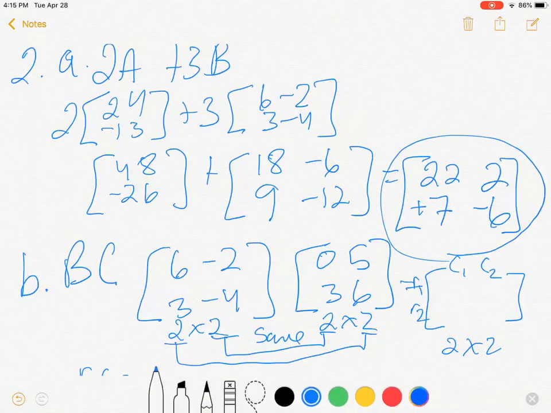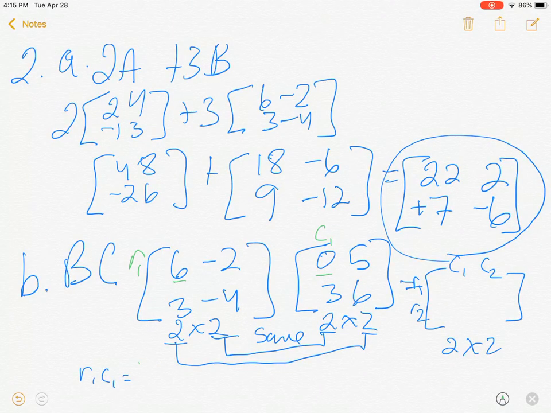To find row 1, column 1, I take row 1 times column 1, and I take 6 times 0 plus, cross to the left, down with the right, negative 2 times 3. So that's going to equal negative 6. So row 1, column 1 is negative 6.